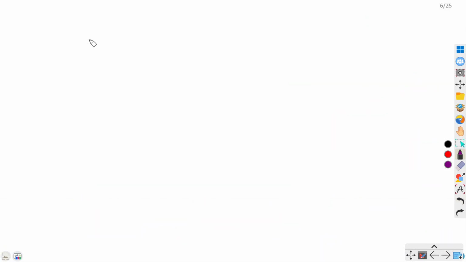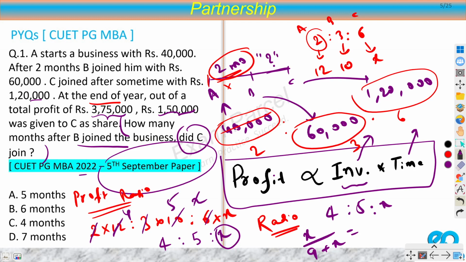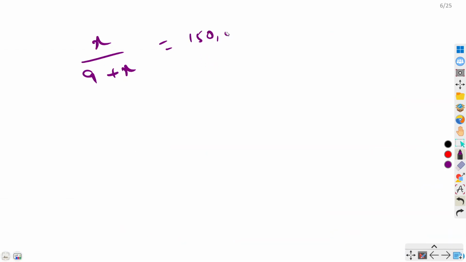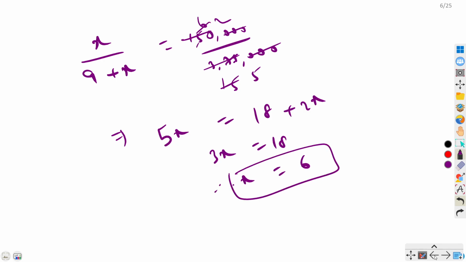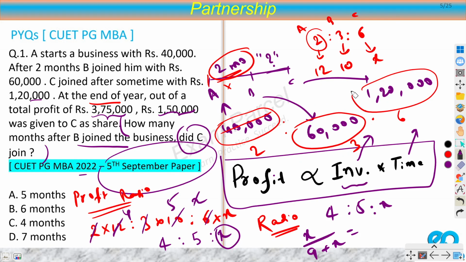Let's do it on the next page. So we have X upon 9 plus X equal to 1,50,000 by 3,75,000. So this ratio would be the same, so we can cancel them out. From 25, 6 times 25, this would be 1 by 5, giving 3 by 15. So from here, if you solve, 5x equals 18 plus 2x, 3x equals 18, therefore x equals 6. Now don't say that my answer is 6. Okay, understand first what x is.